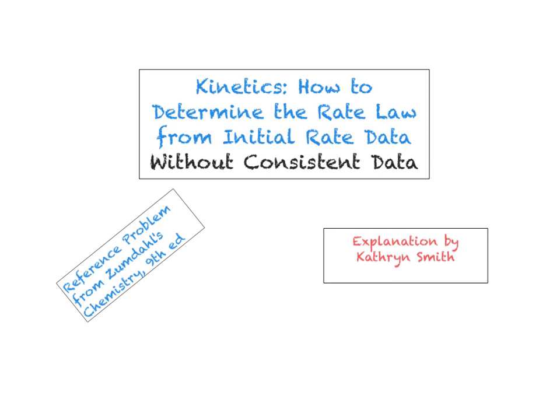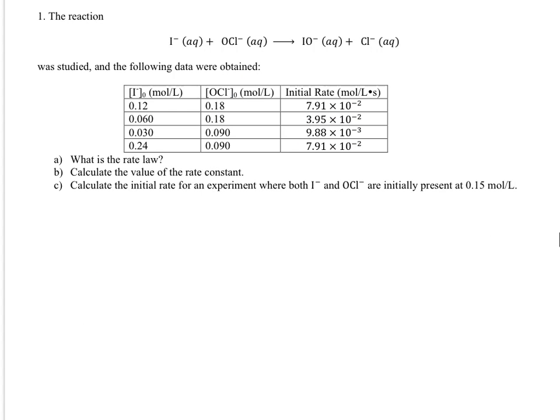Today we're going to talk about how to handle initial rate data questions when the data is not consistent for two different trials for one of the chemicals. When I first start analyzing these types of questions, I look for data that remains the same so that I can just focus on the other chemical. Right away, my eyes are drawn to this area where the hypochlorite ion starts at 0.18. Or I could use the data where it remains at 0.09.